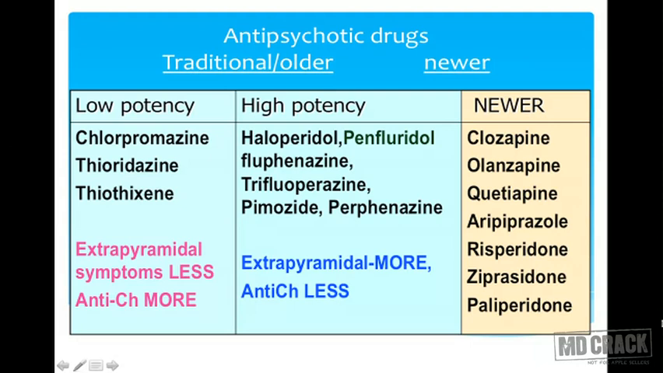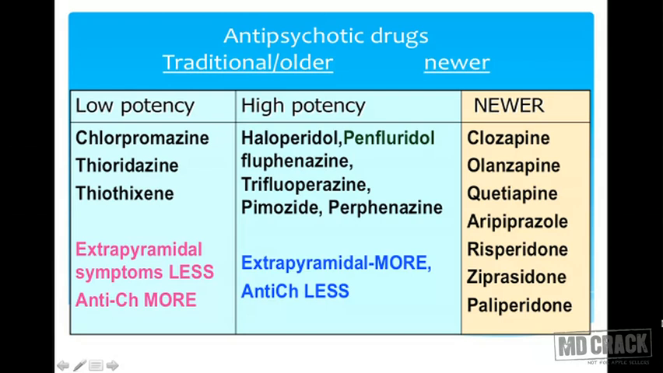So the better way to remember is that dopamine is the keyword. When the drug has an anti-dopaminergic, dopamine blocking effect with a very high potency, extrapyramidal symptoms are naturally going to be more. So high potency agents, more extrapyramidal symptoms; low potency agents, fewer extrapyramidal symptoms. Low potency agents are chlorpromazine, thioridazine and thiothixene, and the high potency agents are haloperidol, penfluridol, fluphenazine, trifluoperazine, pimozide and perphenazine. I'm sure you're looking at the slide.